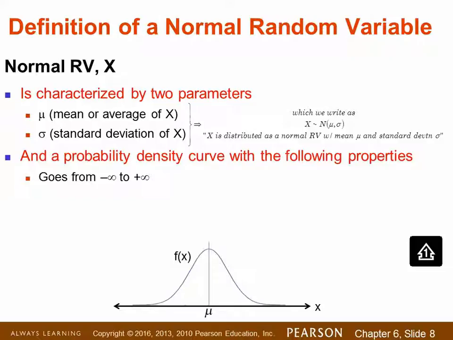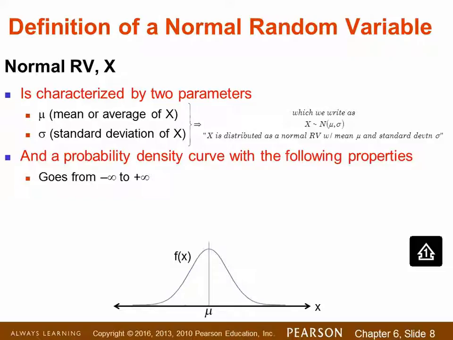Now, does anyone know an example of a normal distribution off the top of your head? Has anyone ever come across something that's normally distributed? I'll give you a hint: bell-shaped curve. IQ, right? IQ has that bell-shaped curve. You probably have seen that. People model it as a normal random variable very, very successfully.